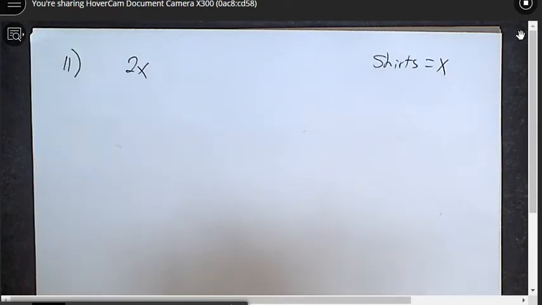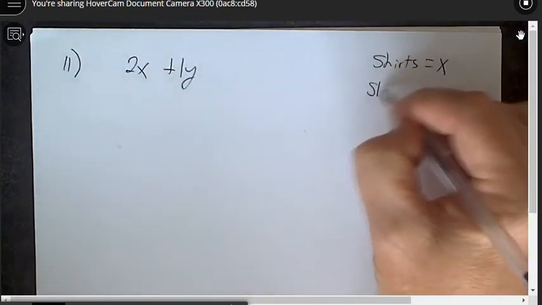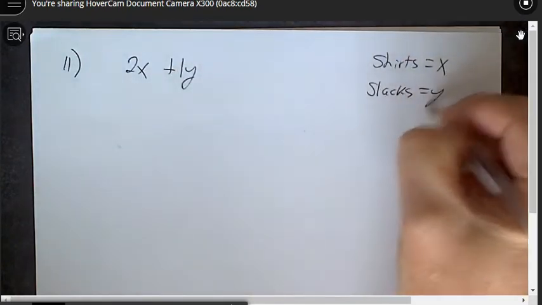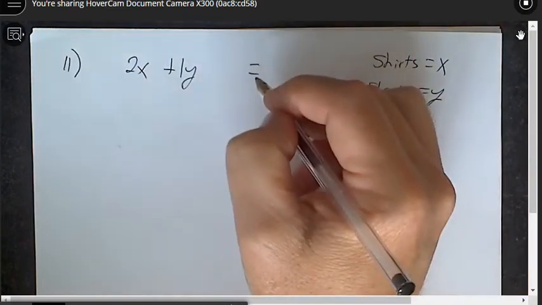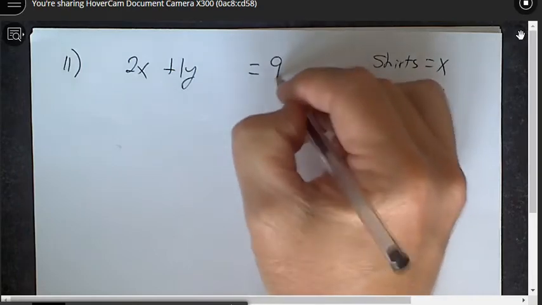And 1 pair of slacks. So I guess the slacks are y. And that was $9.97.